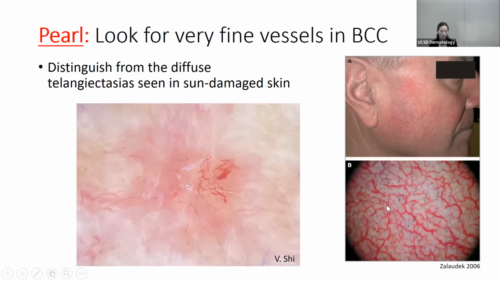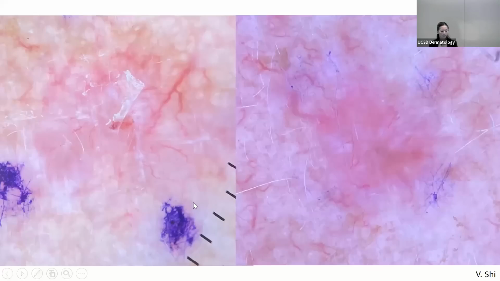That's really, really common on facial skin that's had a lot of sun damage. And you can kind of see that here, like this is just background sun damage, but hopefully you can appreciate that these vessels have a different caliber. They're super thin. And so sometimes that is the only clue that you see.